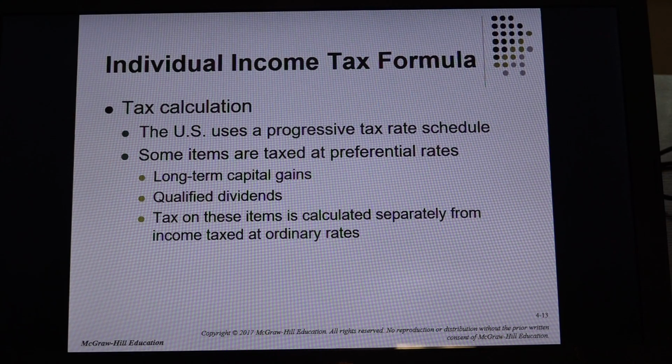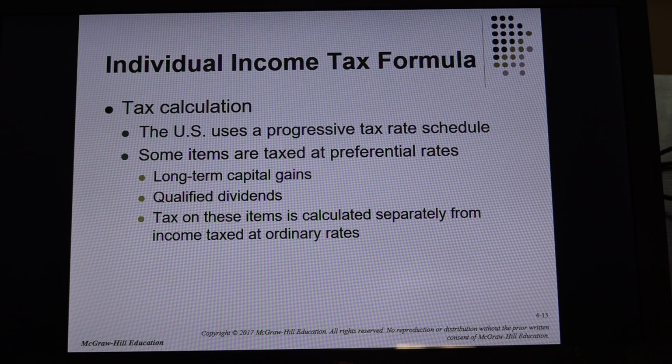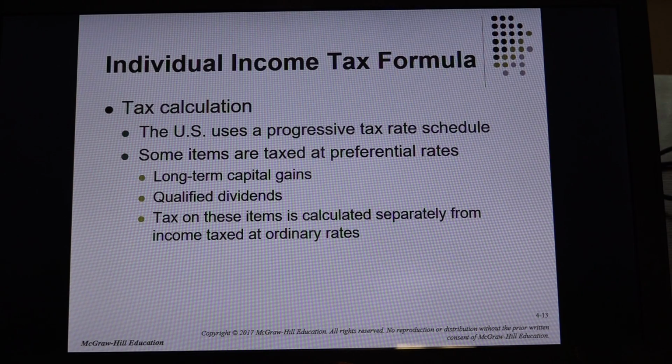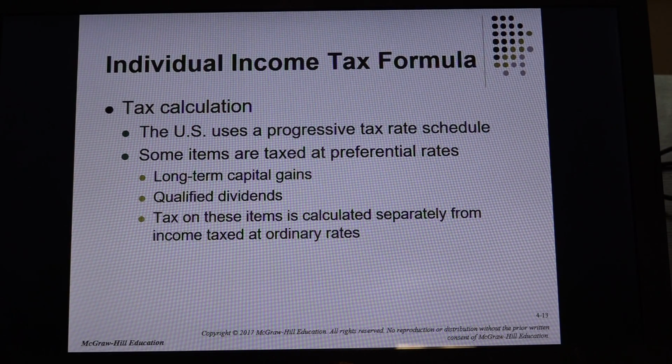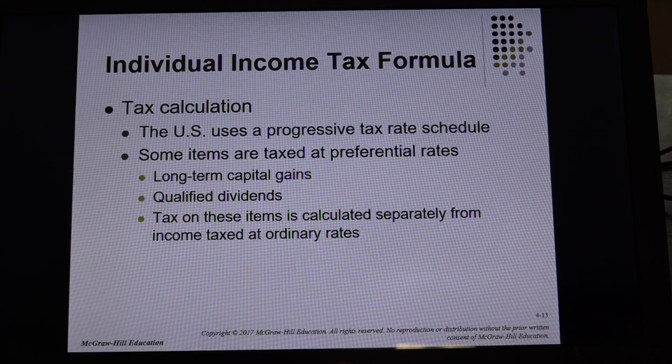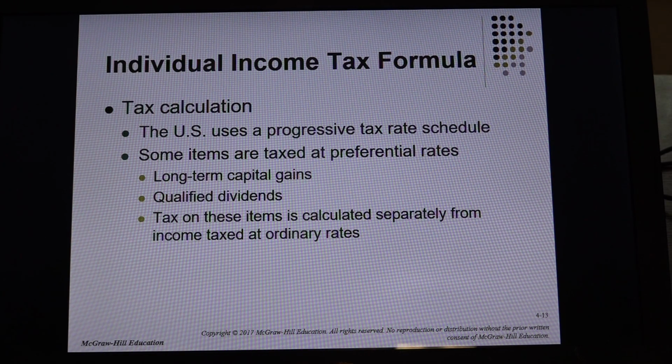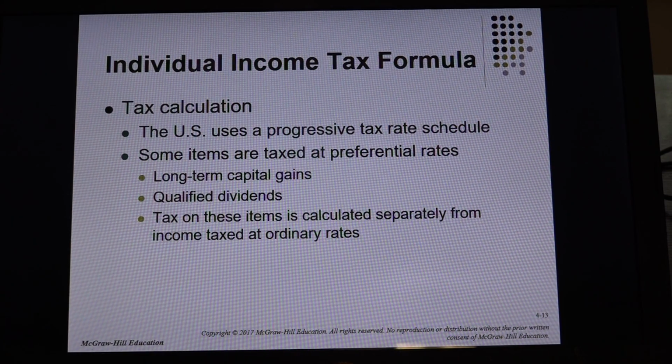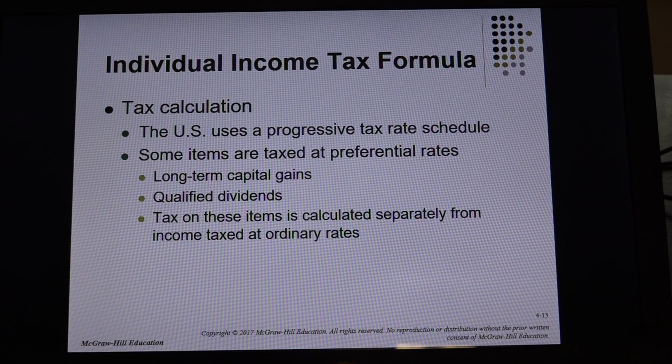Again, when figuring out the tax, what you come up with is AGI minus these deductions and personal exemptions. You come up with taxable income. That's what's left over. And so we use a progressive tax table.